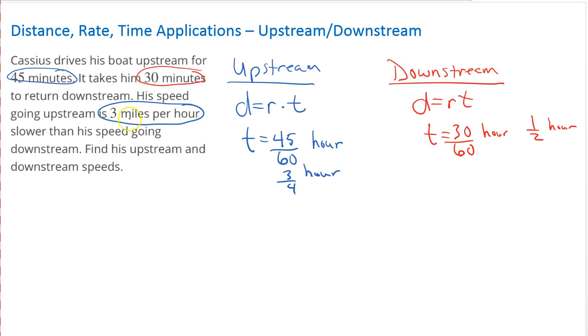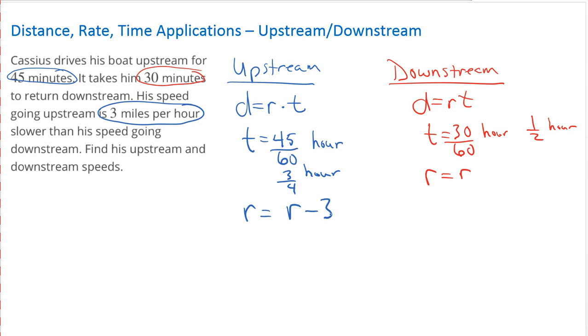Okay, now his speed going upstream is 3 miles per hour slower than his speed going downstream. Now notice we don't know either of the speeds. We just know upstream is slower than downstream by 3 miles per hour. So downstream, I don't know what it is, but I'm going to call it R, because again, upstream is in terms of downstream. So my R for rate, I'm just going to call it R. But back for my upstream, my R here is going to be the R that's over here minus 3, and that's that 3 miles per hour.